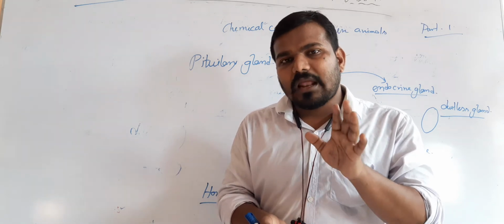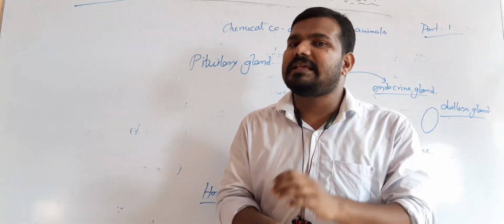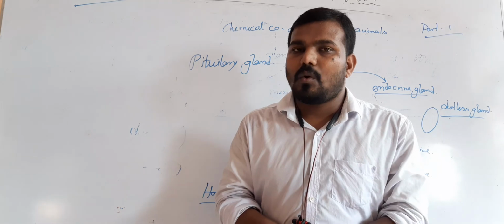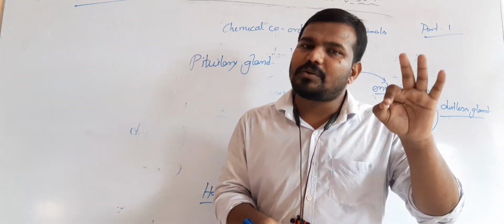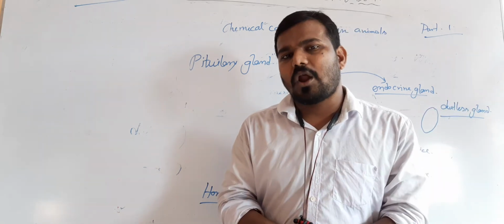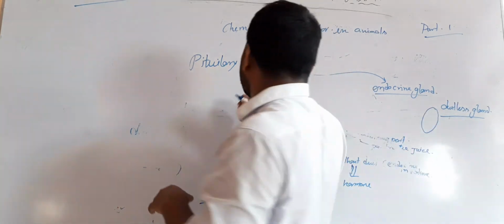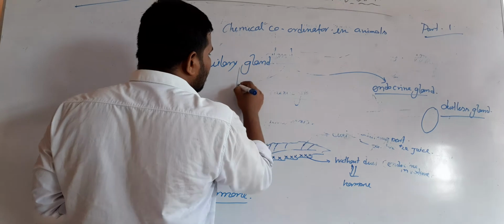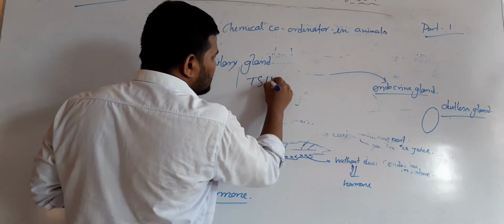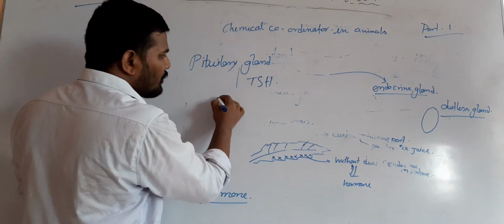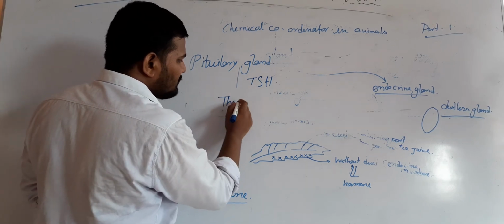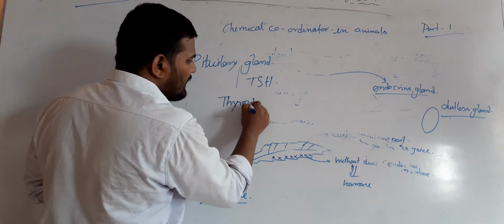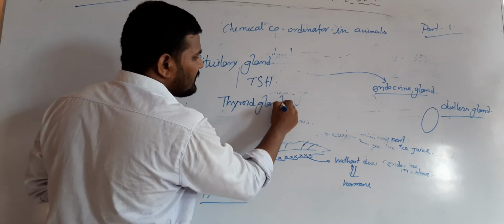Because the hypothalamus first secretes some releasing factor which can stimulate the pituitary gland, and then the pituitary gland will secrete some hormone. For example, the pituitary gland will secrete TSH, thyroid stimulating hormone, which is circulated in the thyroid gland and controls its activity.